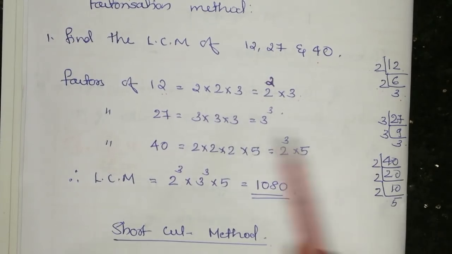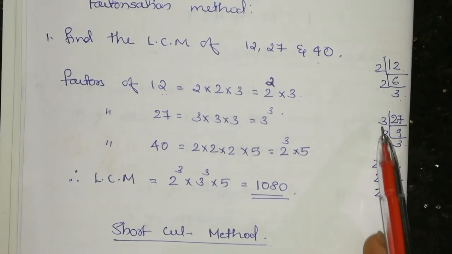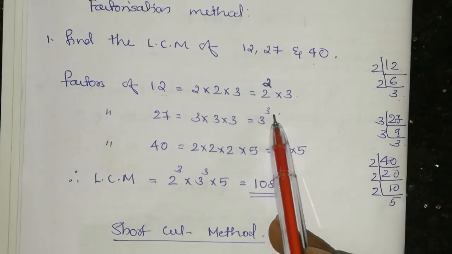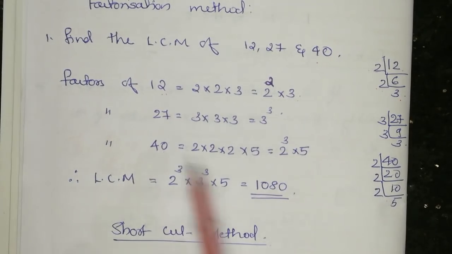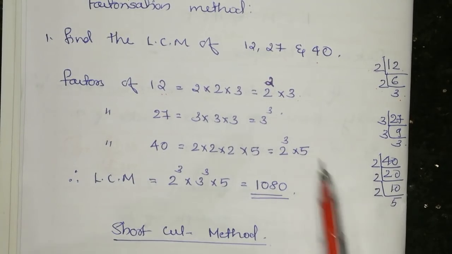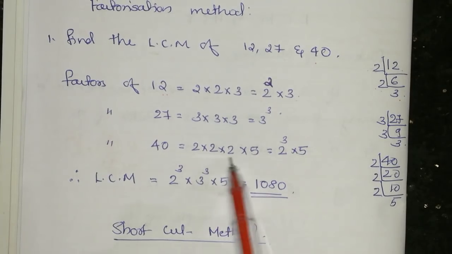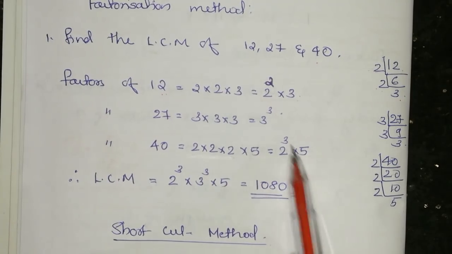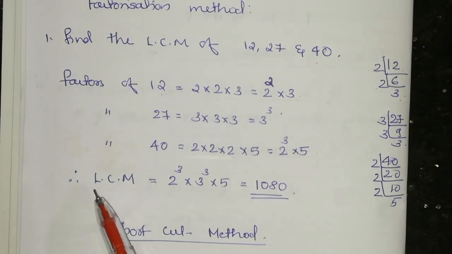And likewise, we can get the factors of 27, like 3 into 3 into 3, that is 3 cube. And the factors of 40 as 2 into 2 into 2 into 5, that is 2 cube into 5. So now we find the LCM.